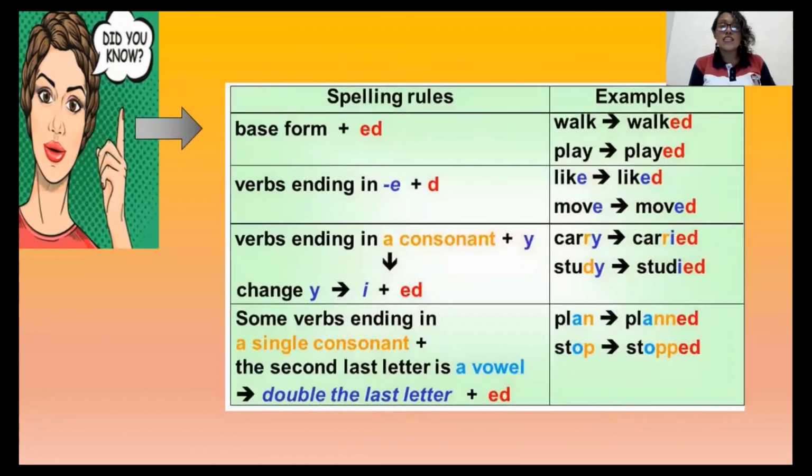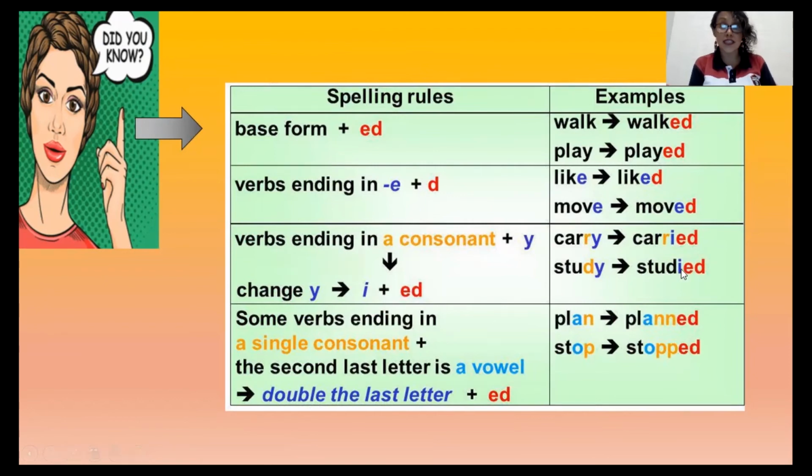Here we have spelling rules. So we have verbs like walk or play. They have the base form, and you just have to add ed. Okay, walked, played. For verbs that end in e, you just add d: liked, moved. For verbs that end in y, you have to drop the y and add i, okay? And add ed. Example, carry: you drop the y and it forms carried.